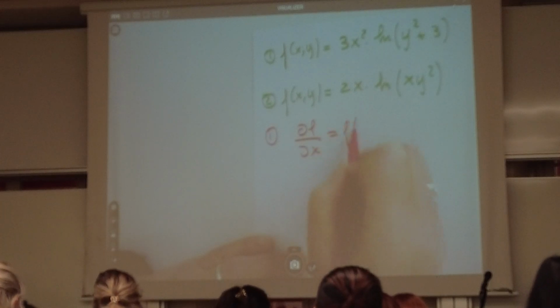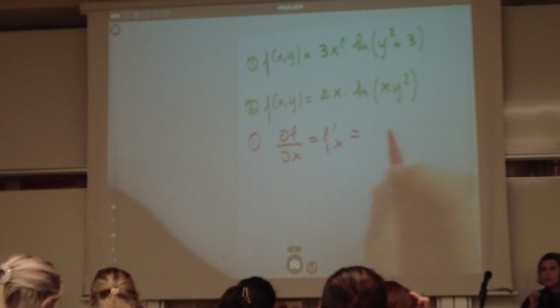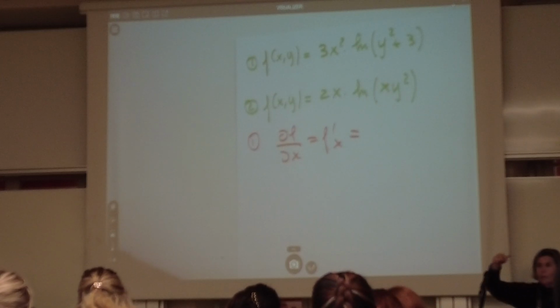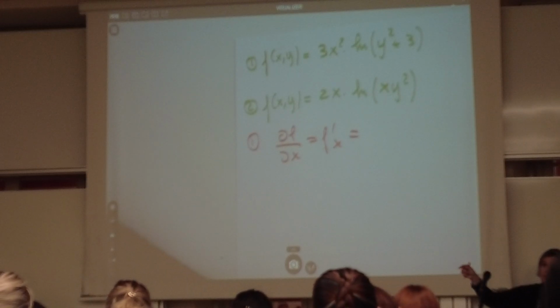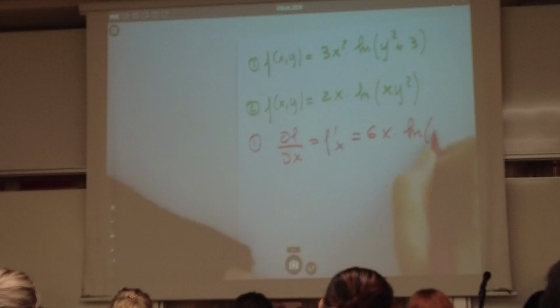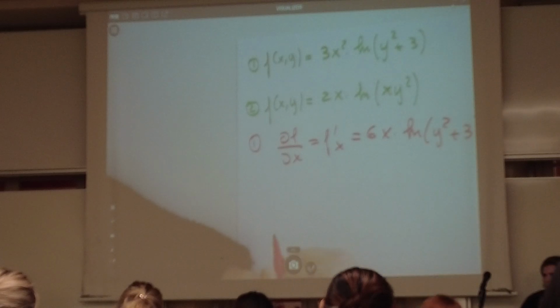With respect to x, the rule is for x. But everything that is multiplied stays multiplied. So you write 6x times the log of y squared plus 3.